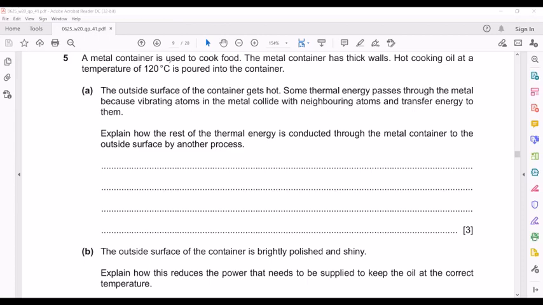A metal container is used to cook food. The metal container has thick walls. Hot cooking oil at a temperature of 120 is poured into the container. The outside surface of the container gets hot. Some of the thermal energy passes through the metal because of vibration of atoms that collide with neighboring molecules and transfer energy. Explain how the rest of the thermal energy is conducted through the metal container to the outside surface by another process.